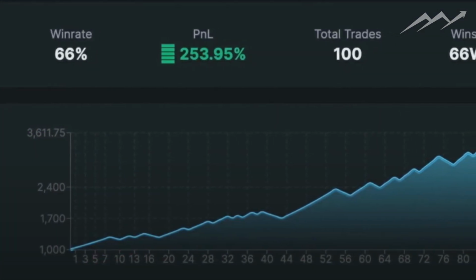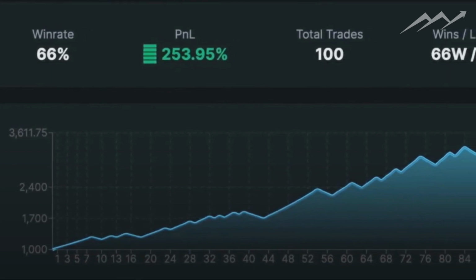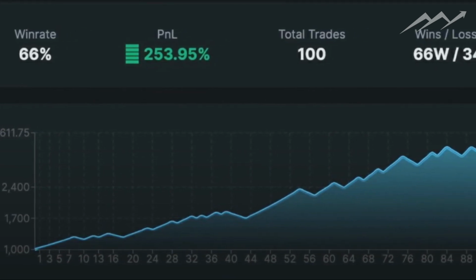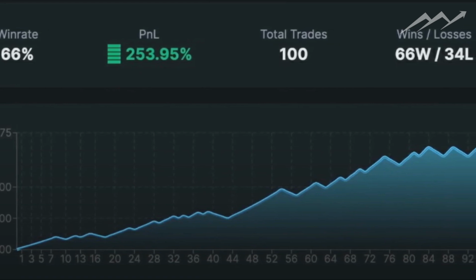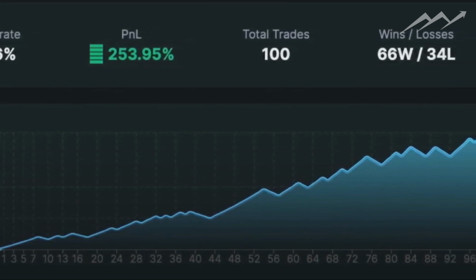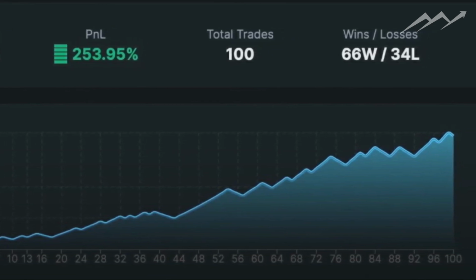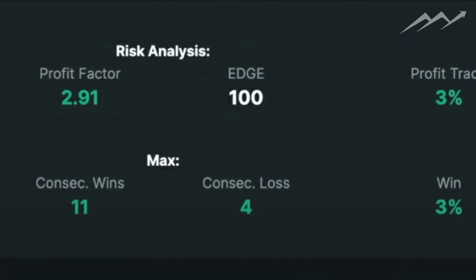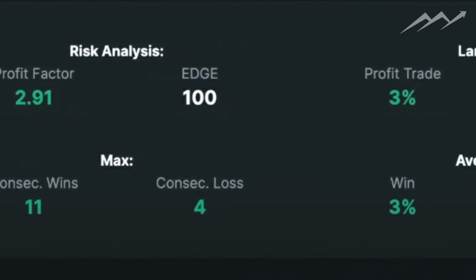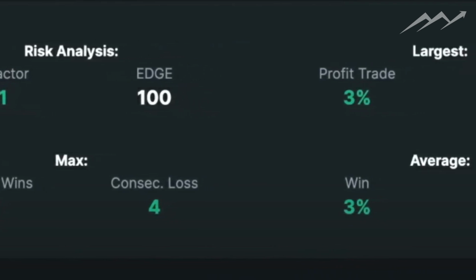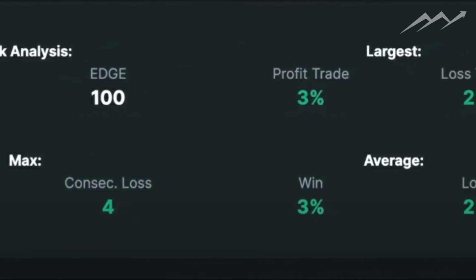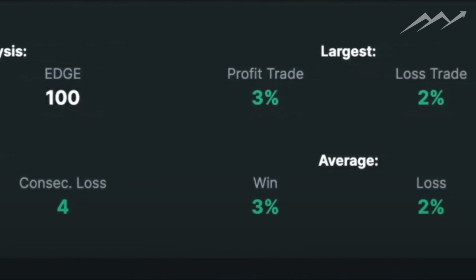So, our win rate is 66, and we increased our account size by 253.95. The equity curve is really stable, consistent, and it doesn't show any signs of serious drawdowns. The profit factor for this strategy is 2.91, and we had 11 consecutive wins against 4 consecutive losses, which is truly amazing. This is exactly how we build a profitable trading strategy.